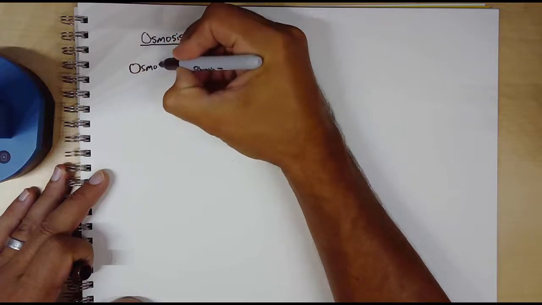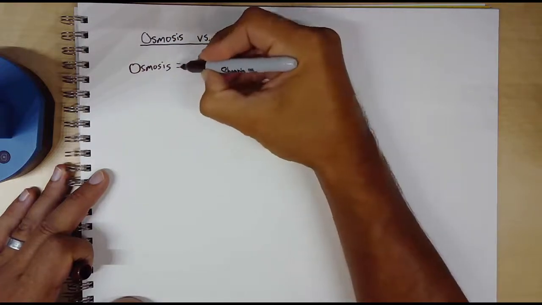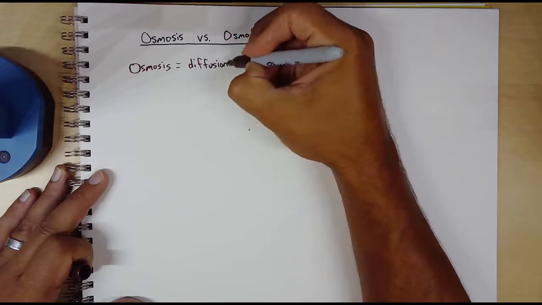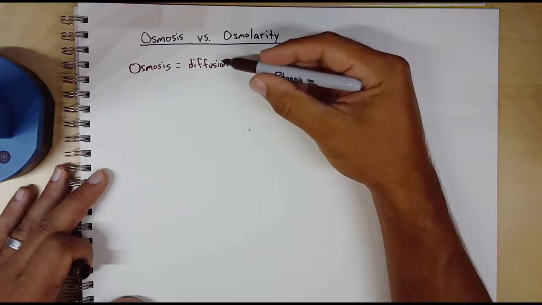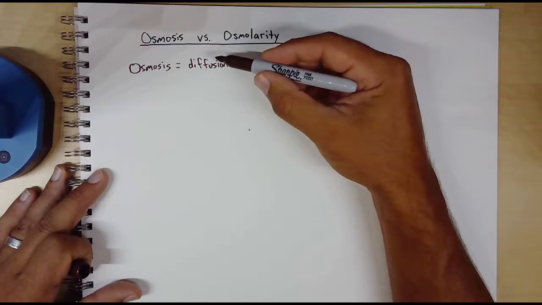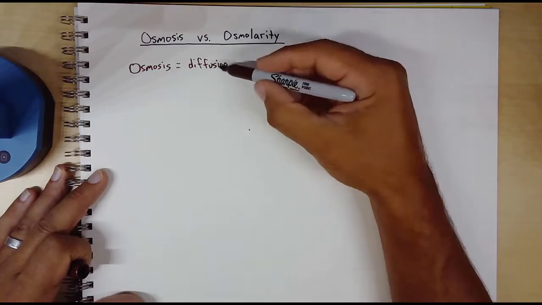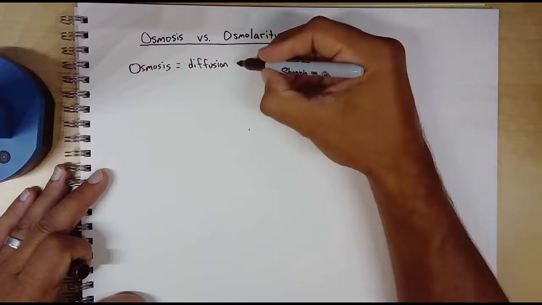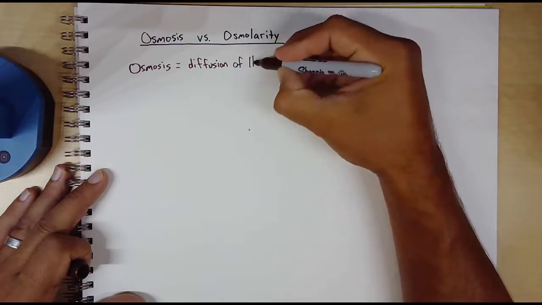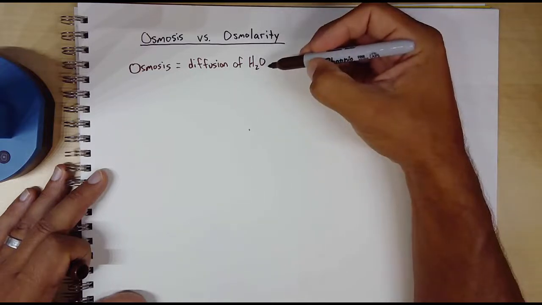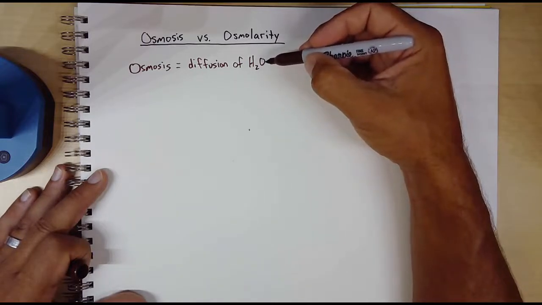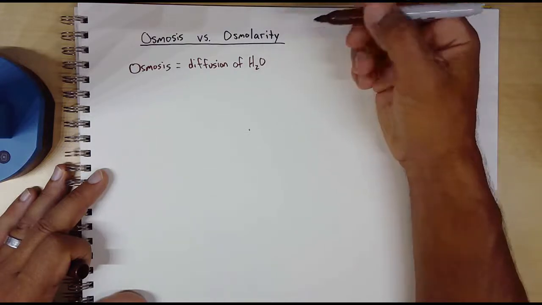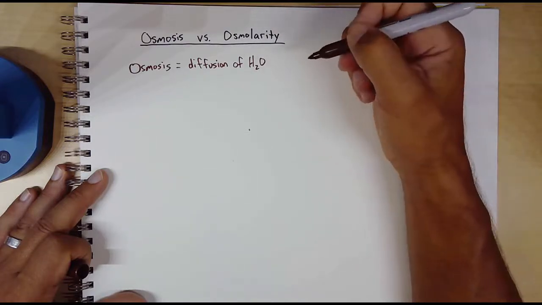Osmosis, well, this is just the diffusion. Remember, when you hear the word diffusion, think passive. So everything in the universe is trying to go from an area of high to low. Diffusion, things are trying to go from an area of high to low. And this is just the diffusion of water, which means that water wants to move from an area of high water concentration towards an area of low water concentration.